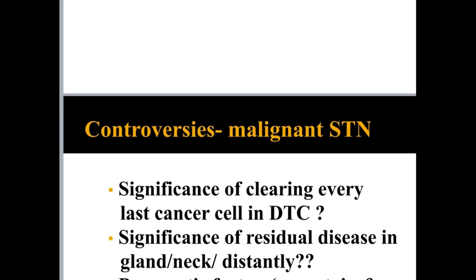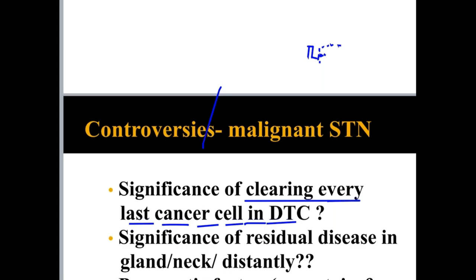Now, controversies basically would be, you know, there are a lot of people who feel, why should we do total thyroidectomy? And they don't think it is necessary to clear off every last cancer cell in differentiated thyroid cancer. They feel that the laboratory cancer or the one that is called multicentric may not actually make a difference in the outcome. And most of the time when we are talking about thyroid cancers, we don't talk about the survival per se. We talk about recurrence-free survival. Now, recurrence-free survival is what we are looking at. And the whole idea here is whether we actually need to clear off the last possible cell or not. And a lot of people feel that it may not be necessary to do total thyroidectomy.